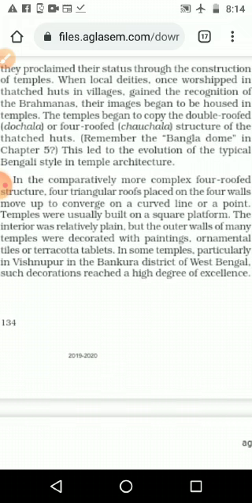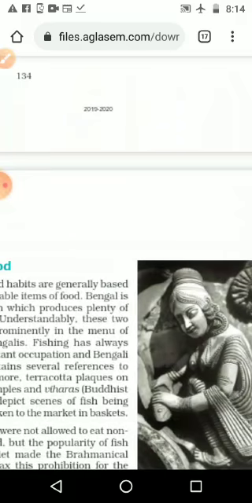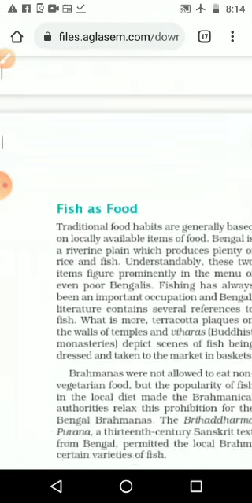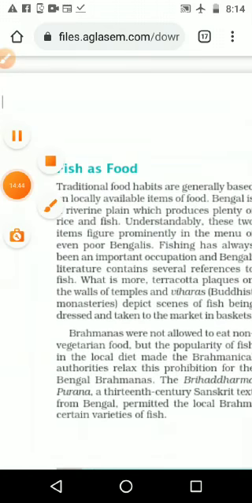And where is this Vishnupur? That is in Bankura district of West Bengal. Then next one, fish as food. They are using fish as food, that we will continue in the next video.